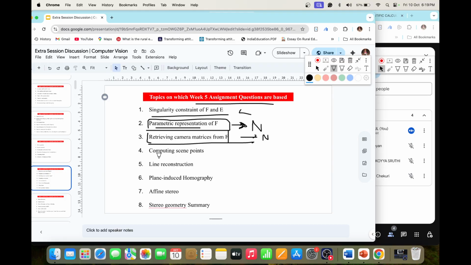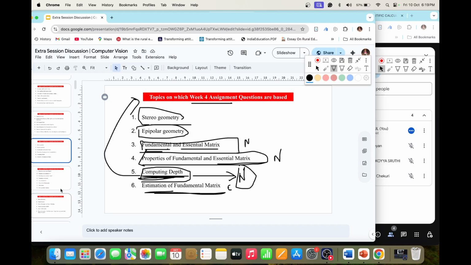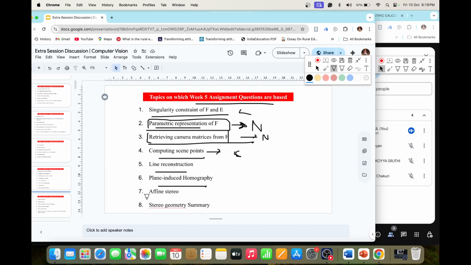And then we have computing scene point. This will again require a lot of time, so it won't come from your numerical point of view, but conceptually you can just go through it. And then we have line reconstruction and plane induced homography. Plane induced homography is also introduced here, so you can just look into it. And then affine stereo and stereo geometry summary, so all these things are there.